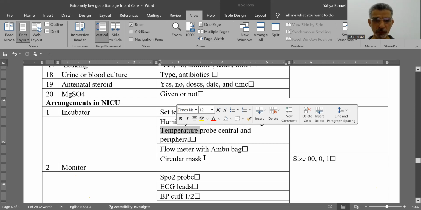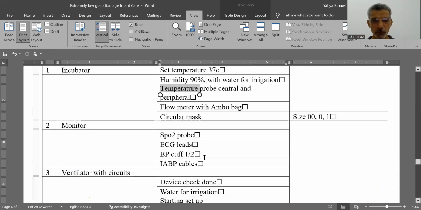What exactly do we need in the NICU? For the monitor, we need the saturation monitor probe ready to be connected to the baby. We need ECG leads, 3 leads on the chest. We need a blood pressure cuff. And we need an invasive arterial blood pressure cable to connect the arterial pressure if we have done one.